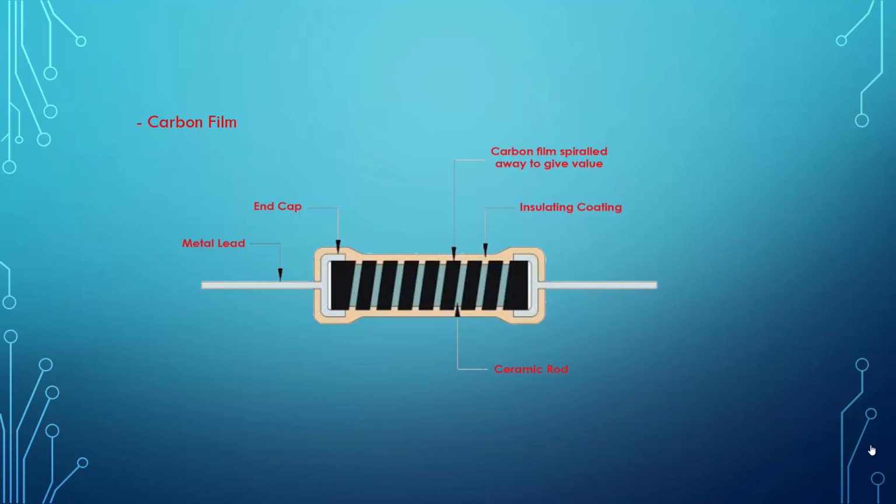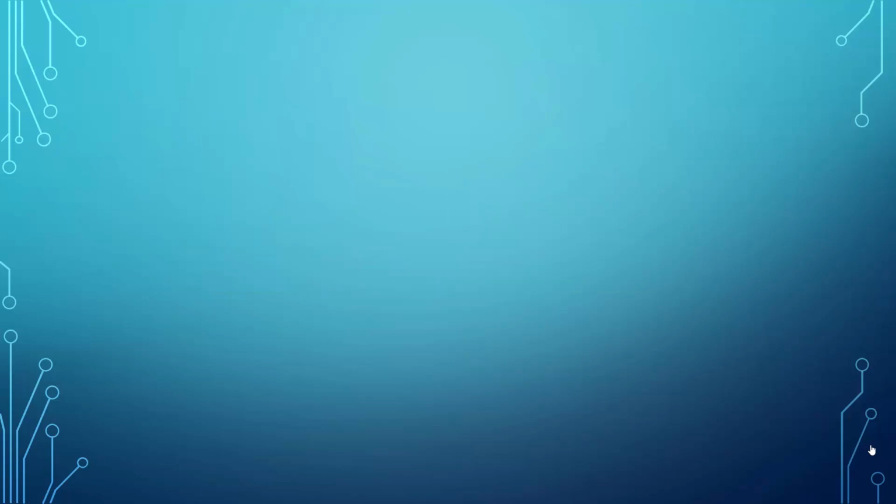Varying spiral shapes are used to create a variety of resistance. The next material is metal oxide film. This type of resistor is now the most widely used form of resistor. Rather than using a carbon film, this resistor type uses a metal oxide film deposited on a ceramic rod. As with the carbon film, the resistance can be adjusted by cutting a helical groove in the film. The film is protected using a conformal epoxy coating.